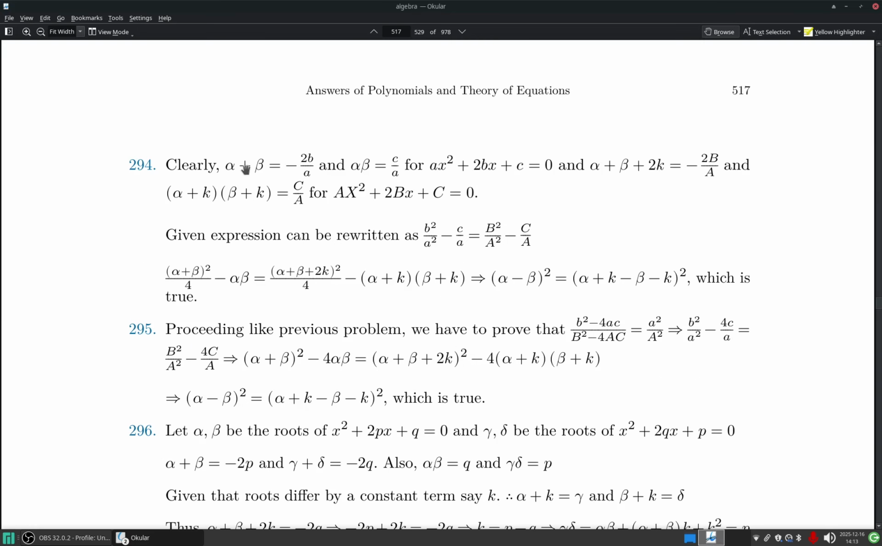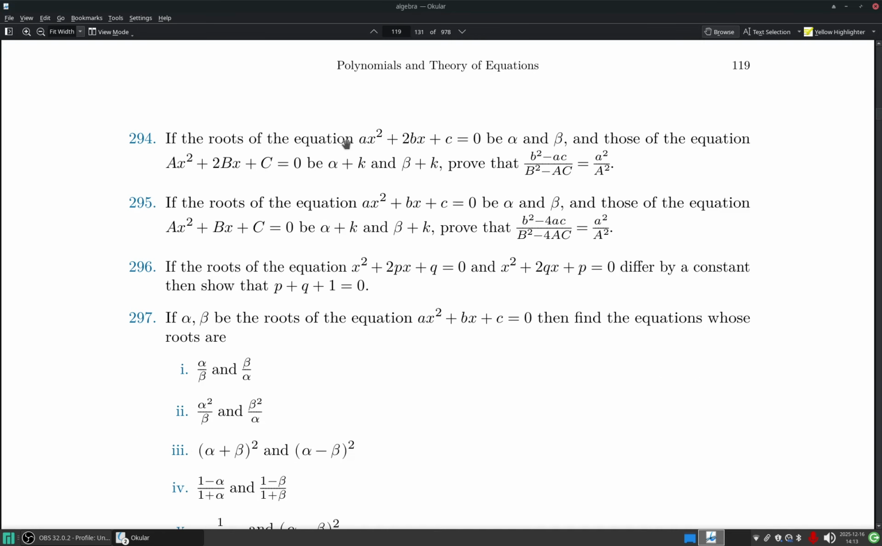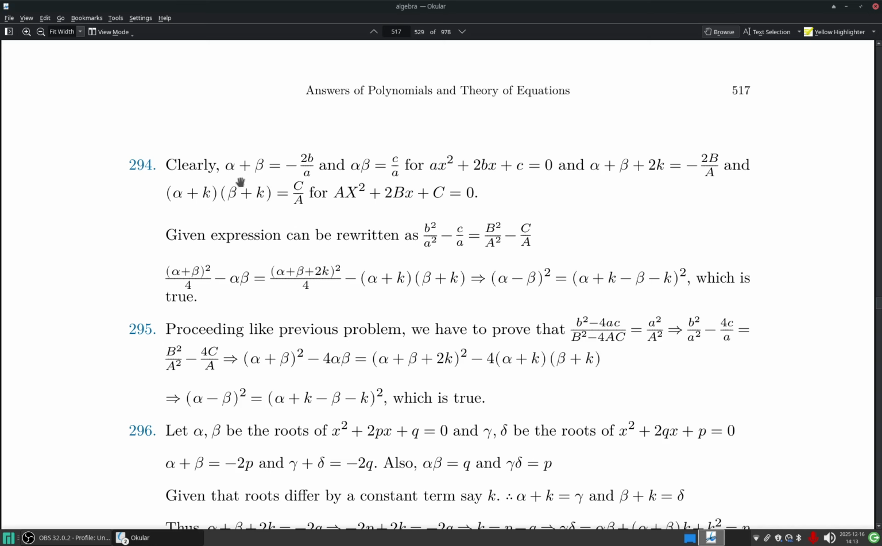So we are given that alpha beta are roots of this equation. So alpha plus beta will be minus 2b by a, and alpha beta will be c by a. For x, for capital A, this is for this equation, okay? And alpha plus beta plus 2k will be minus 2 capital B by capital A, and alpha plus k into beta plus k will be equal to capital C by capital A for the second equation.